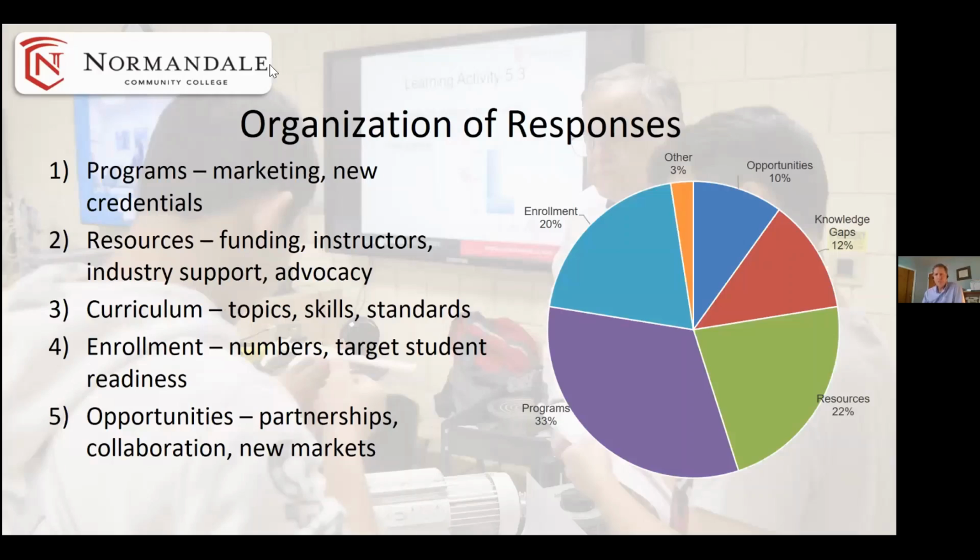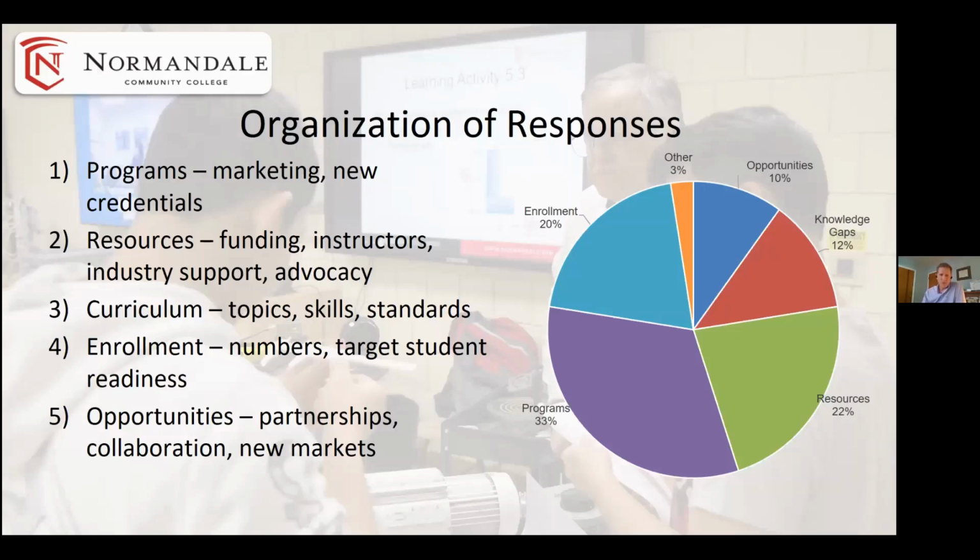So programs are things like marketing efforts or new credentials. The micro credentials that Scott was just talking about would fall into that category. And that was the biggest one. 33% of those gaps fell into one of those kind of categories. The second category was resources, and that's not just money, but it's finding instructors, it's getting industry support, it's advocacy for the programs. So that broad area of resources was the second largest.